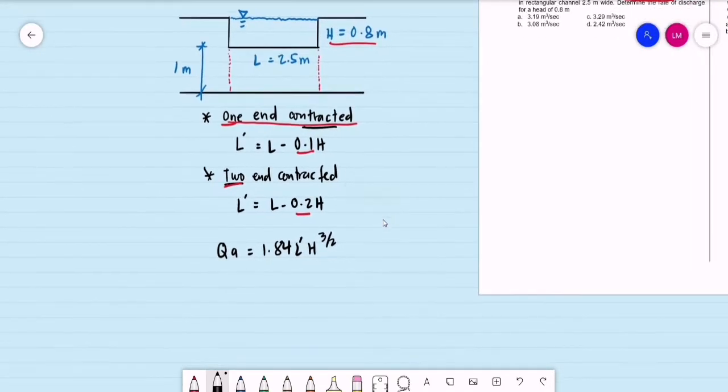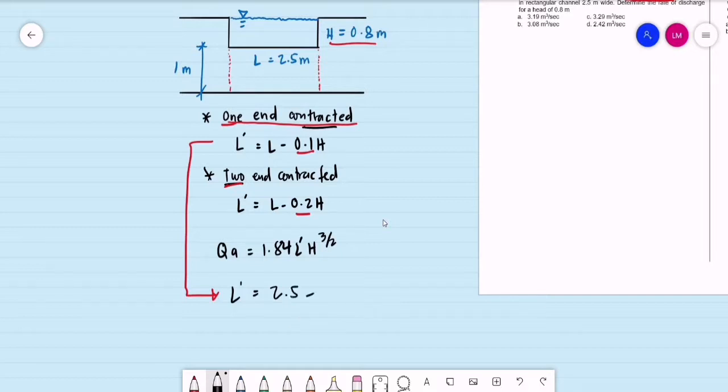So, kunin natin yung the rate of discharge. We have the flow rate actual is equal to 1.84. Or kunin muna natin yung value ng L prime. So, dito tayo sa 1 end contracted. This is, okay, the L prime is equal to L, that is 2.5.